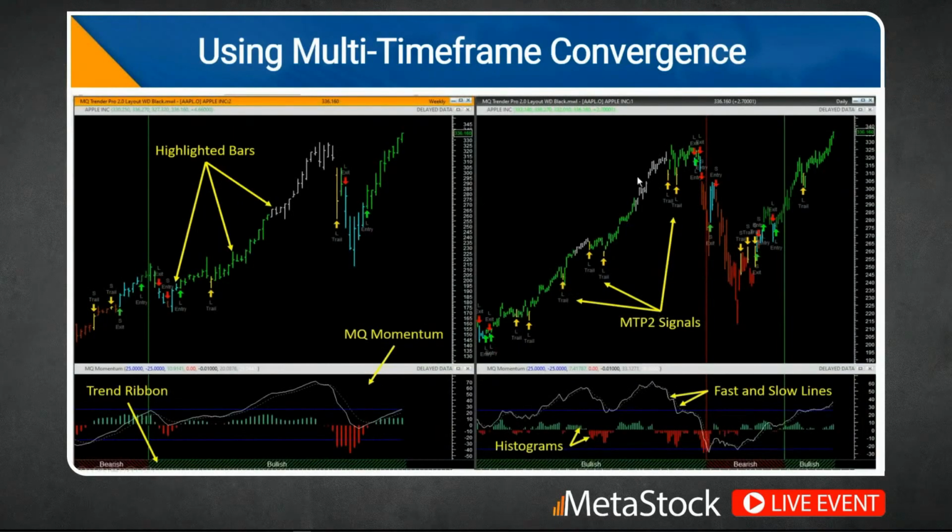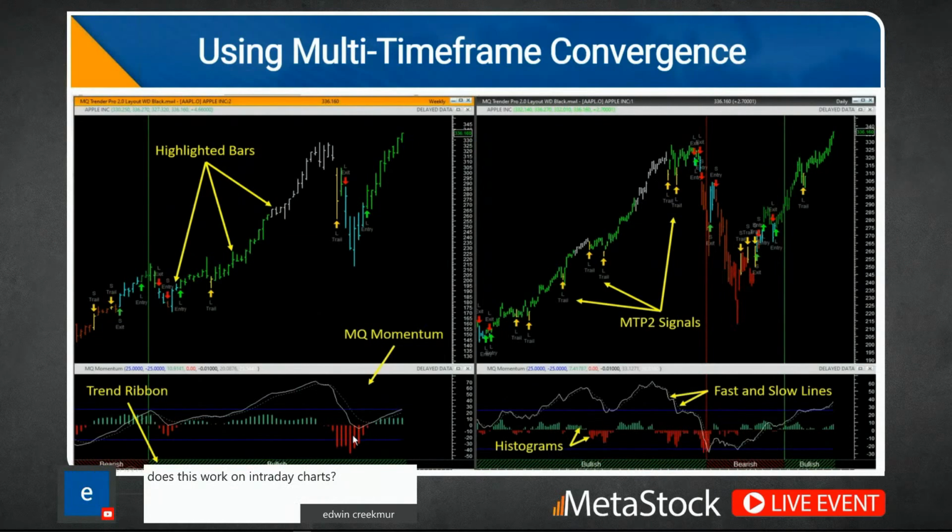Now, this is a lot of stuff going on in this chart. I'm pointing out some things in here. We've got the highlighted bars. Here's MQ momentum down here. We've got our signals pointed out over here, and these are the components of MQ momentum with our histograms, fast and slow lines. The documentation tells you how to use MQ momentum, and I would like to invite you to some of our live trading rooms, and we can explain it even further. But the documentation does a great job, and we have some other videos that explain it. If we have time, I can show you an example of it too. I don't know if we have time or not.